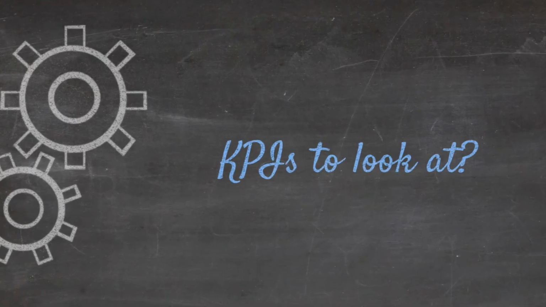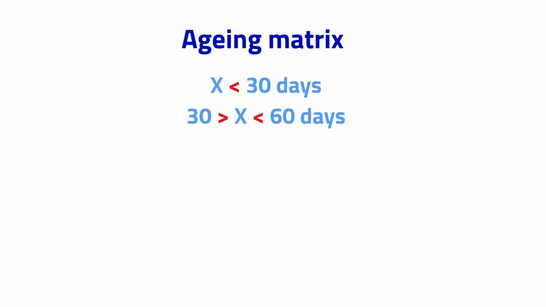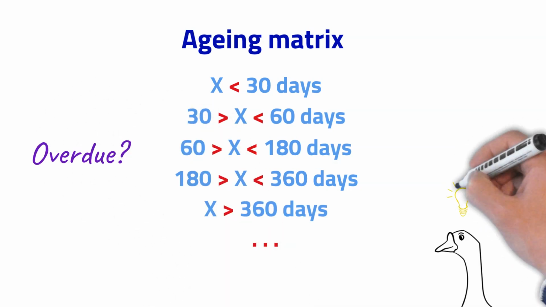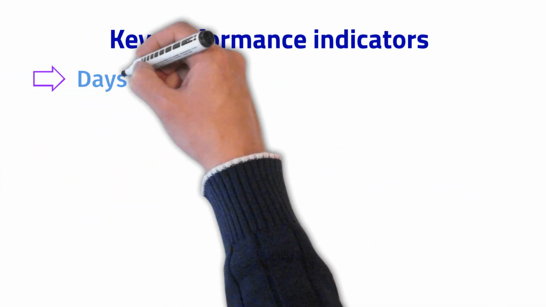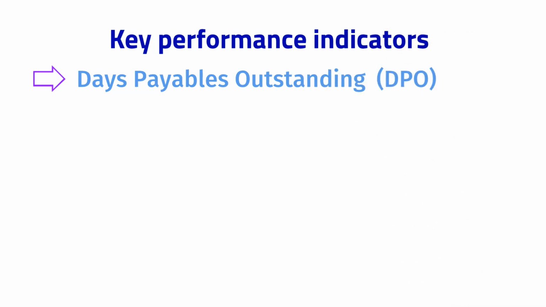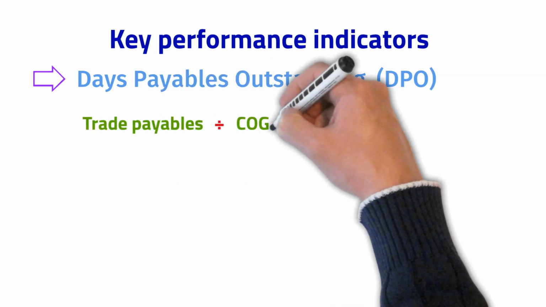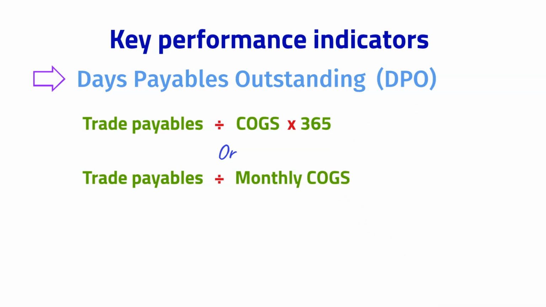What are the KPIs used for accounts payable? The first one is the aging schedule. It groups payables by days outstanding. It helps you spot overdue items and plan cash. Another important KPI is days payables outstanding, or DPO. Remember, we discussed DIO for inventory and DSO for receivables? Exactly the same concept. It is calculated as trade payables divided by annual costs on credit and multiplied by 365. Alternatively, you can divide payables by monthly cost and multiply by 31 days in the month.